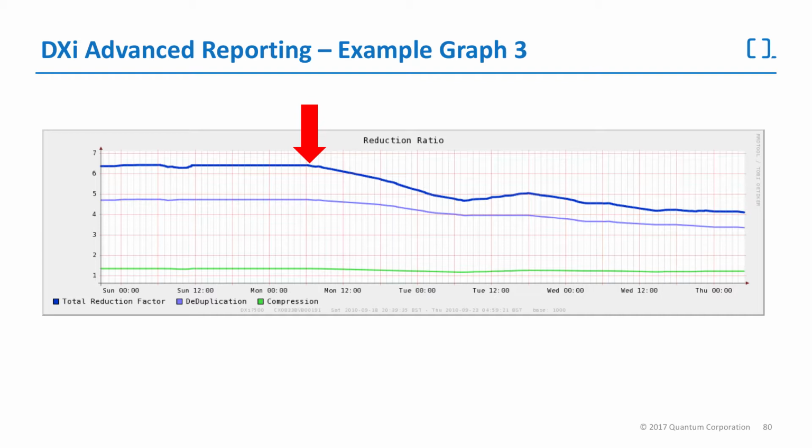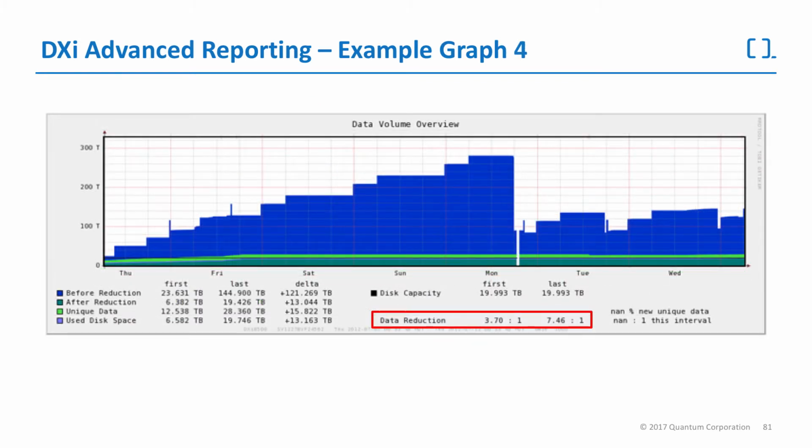The red arrow indicates roughly the start of the change. Maybe a change in the backup application method of sending data occurred then. It might mean that multiplexing, compression, or encryption was enabled. Or maybe a new, completely different dataset was added to the backup. In this final example, the dark blue is ingested data before reduction, the forest green color is the data after reduction, and the neon green line is the amount of unique data.